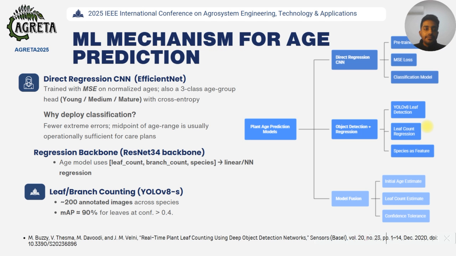So for the age prediction, we use a direct regression CNN, a vision model trained with MSE, mean squared error, to identify the 3 classes that we selected. We deploy this classification to reduce the extreme errors, and identifying the midpoint of the age range is usually operationally sufficient for care plans. The regression backbone is made from ResNet 34.